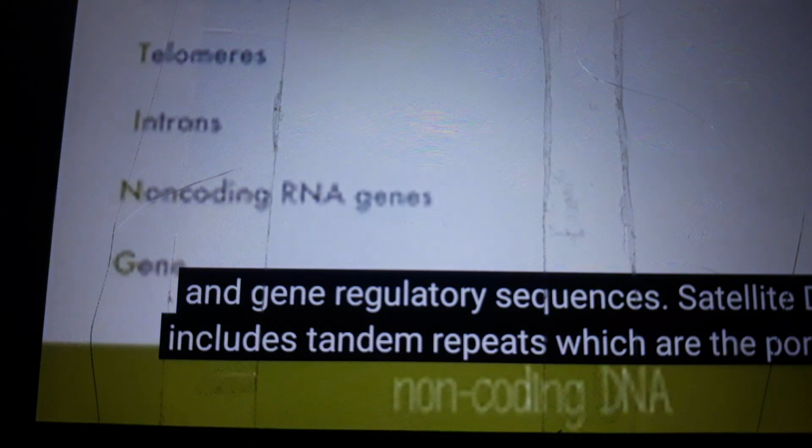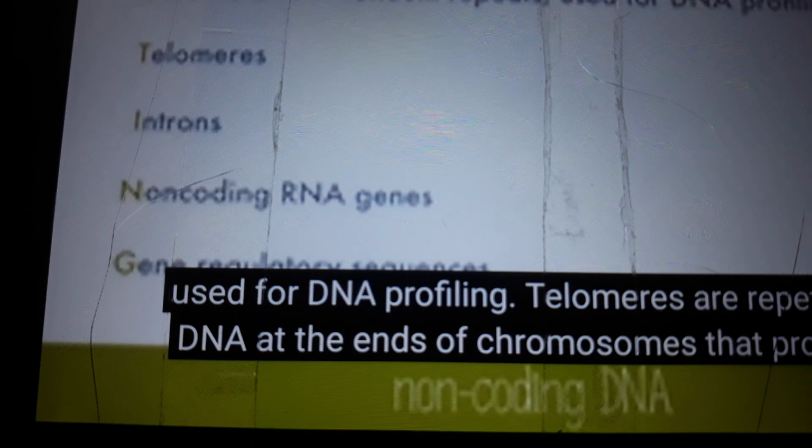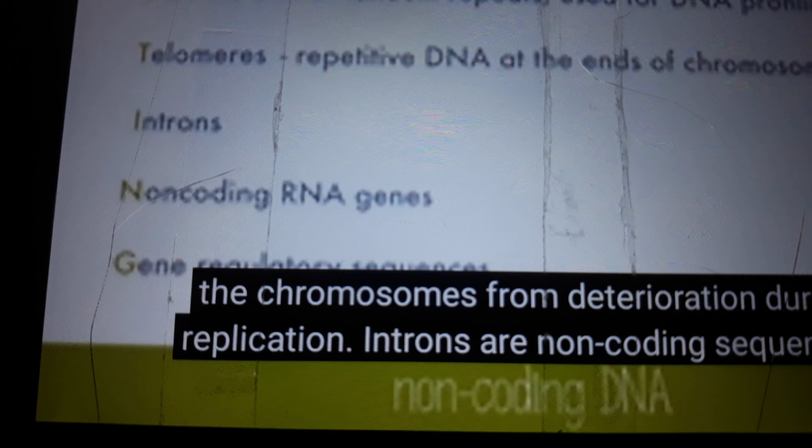Deacetylate DNA with telomeres, introns, non-coding RNA genes, and gene regulatory sequences. Satellite DNA includes tandem repeats, which are the portions used for DNA profiling. Telomeres are repetitive DNA at the end of chromosomes that protect the chromosomes from deterioration during replication.